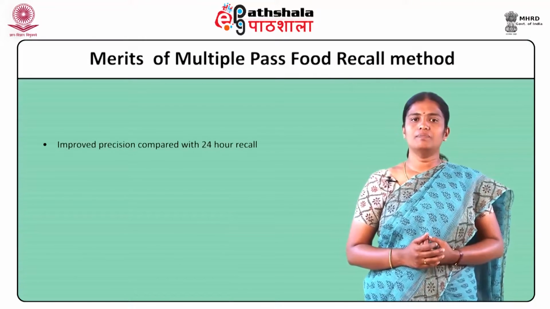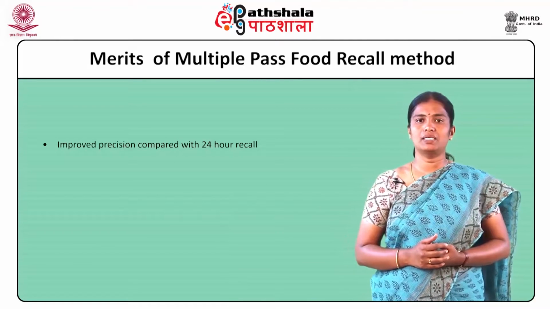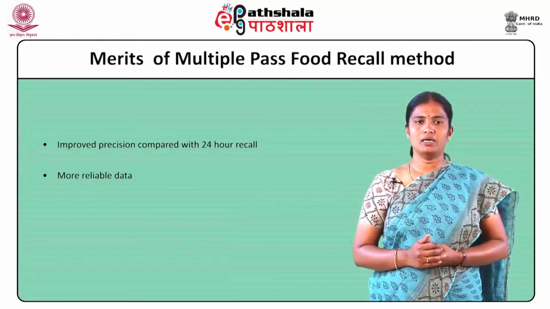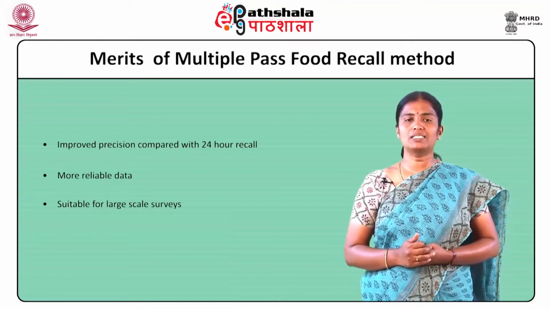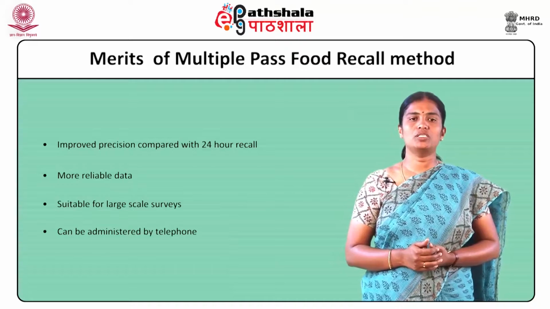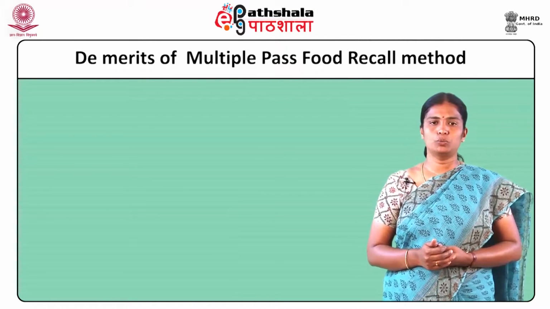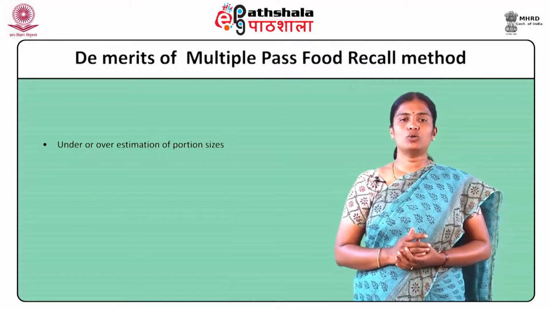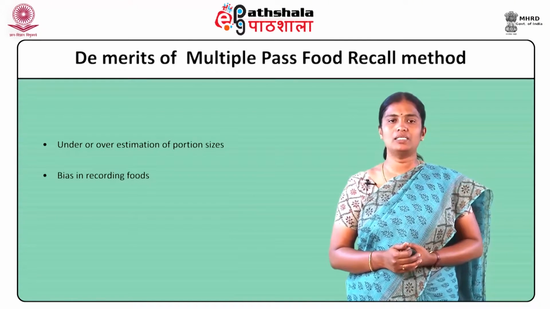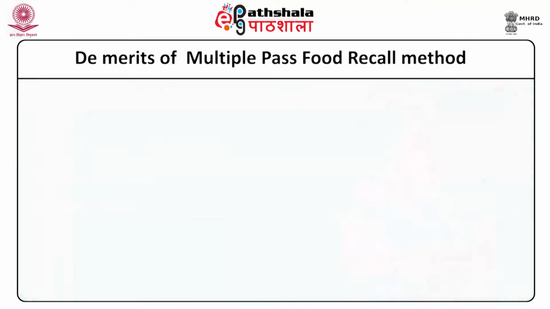The merits are that there is an improved precision in this method when compared to the earlier method, the 24-hour recall. It gives more reliable data, and it is suitable for large scale surveys and can be administered over other modes of communication such as telephone. There are also demerits for this method. There are possibilities of under or overestimation of portion sizes, and this may result in bias while recording the foods, and it is memory dependent.